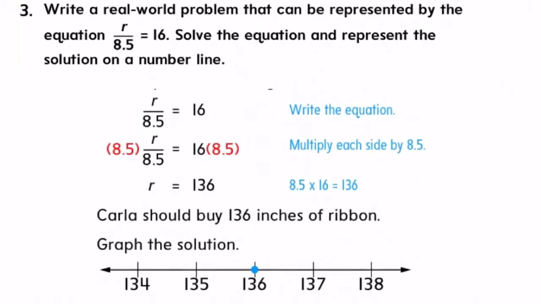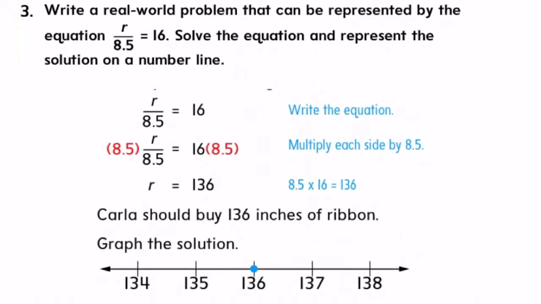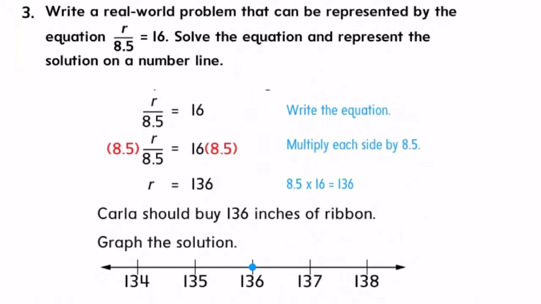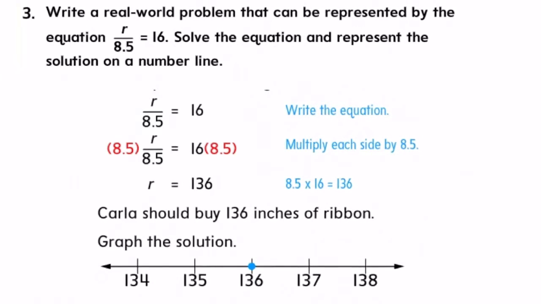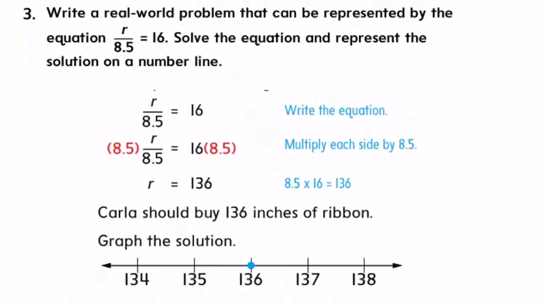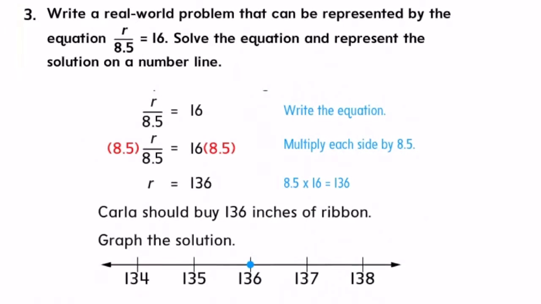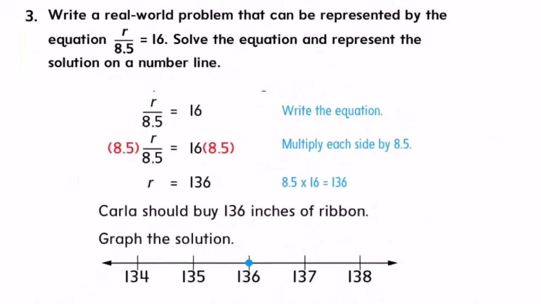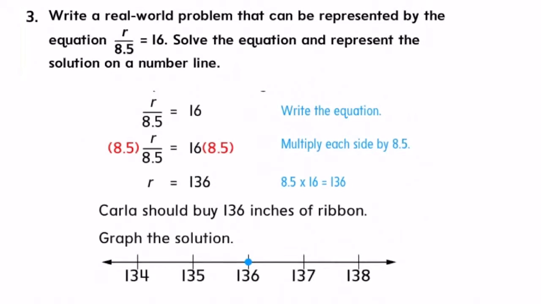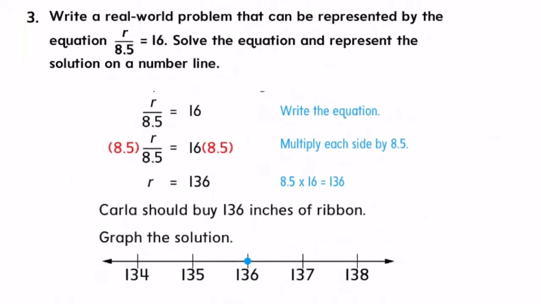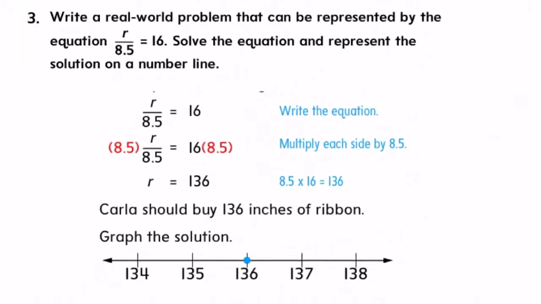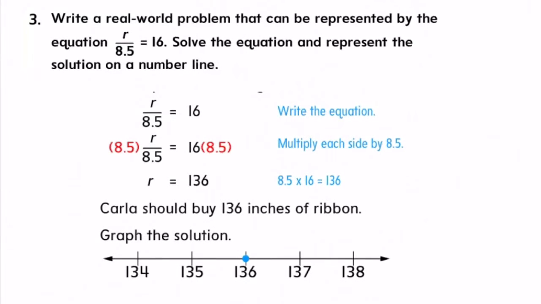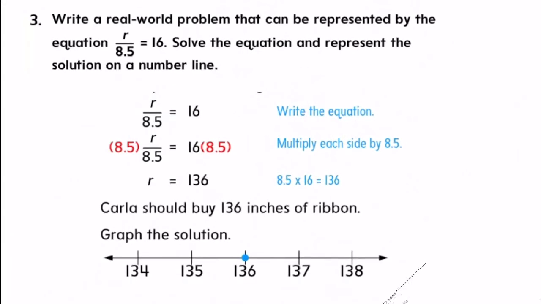And in our final example, they want you to create a real-world problem, and I'm providing you a sample here, but you have to use the equation that's given to you right there. Now, how do we solve this equation? Would we multiply or divide? If you said multiply, you are correct, because it's a division problem, so you do the opposite. And make sure you do the same to the other side. When you do that, you're left with r equals 136. So the sample they're giving you here is they're saying, Carla should buy 136 inches of ribbon, and if you graph it, it would look like that, a point on the number 136.